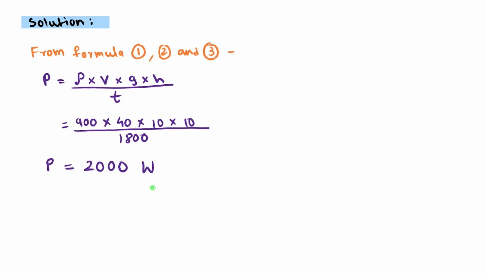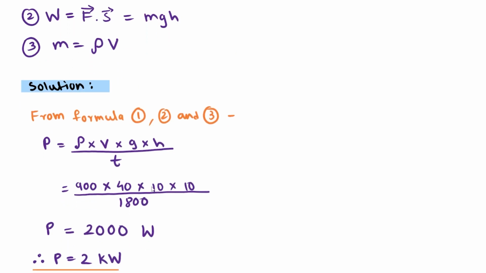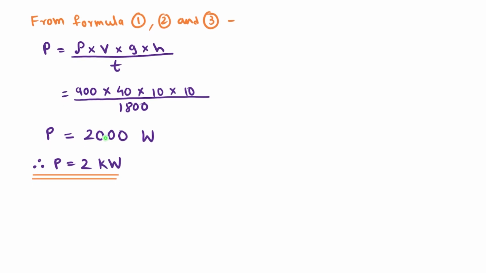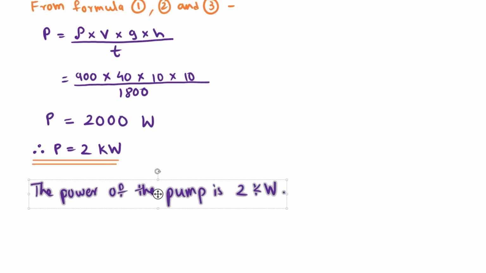But we have another unit for power which is quite popular in our day-to-day usage, that is the kilowatt. So we will express our power in the final form in terms of kilowatt. It comes out to be 2 kilowatt, and in terms of a statement, the power of the pump is 2 kilowatts. And that's it. The numerical is done.